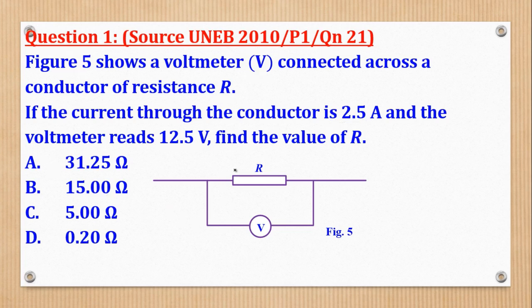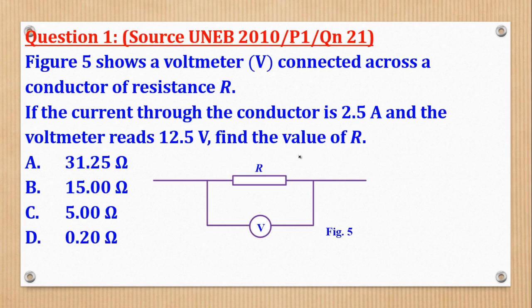So this rectangle is a symbol to denote resistance. So this R is the resistance of this conductor. Then this V denotes a voltmeter. Now a voltmeter is an instrument which is used to measure PD.